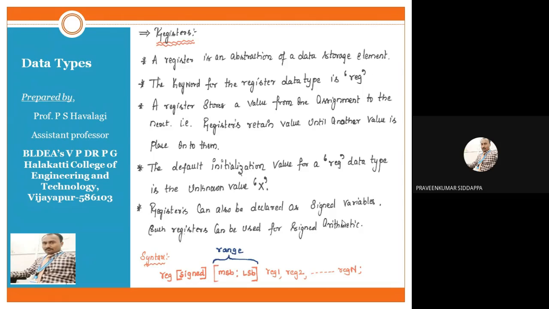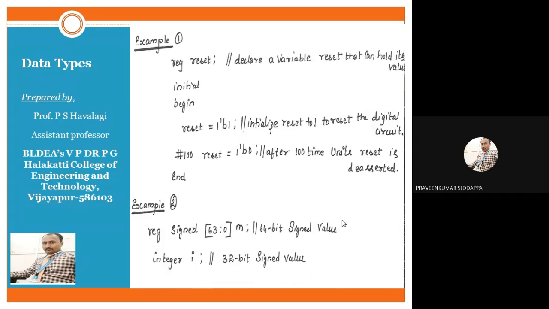We'll give one or two examples about registers, showing how a register should be written in your Verilog code. We will show it in the PPTs, discuss those examples, and then move to the next data type. The first example I have given here: reg reset. This should be within the code, written in this format, terminated with a semicolon. After that, we have written a single line comment: declare a variable reset that can hold its value. So reset is a variable.